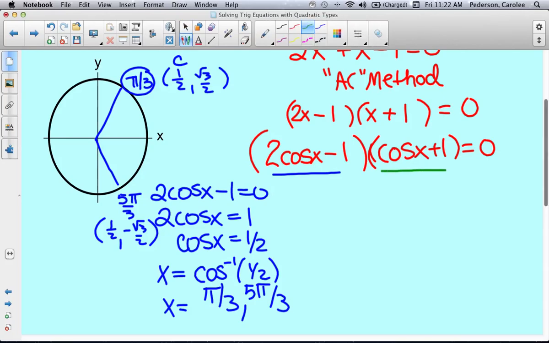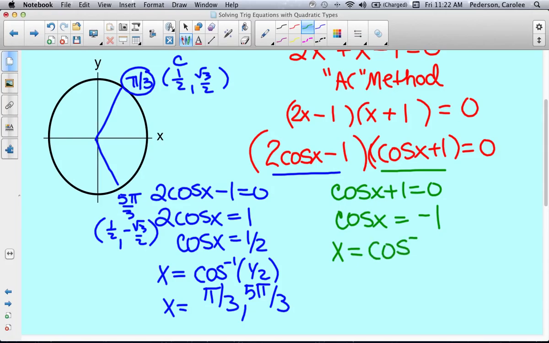Now we have this piece of the factoring to solve for. So the cosine of x plus 1 equals 0. We subtract 1 from both sides. And then we use inverse trig: cosine inverse of negative 1. Where on the unit circle do you get negative 1? I come back to my circle.